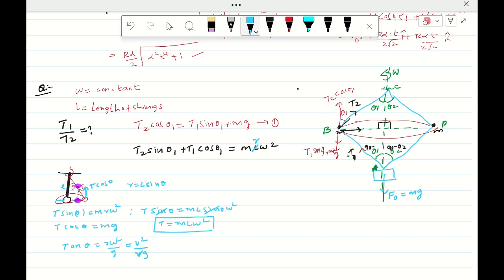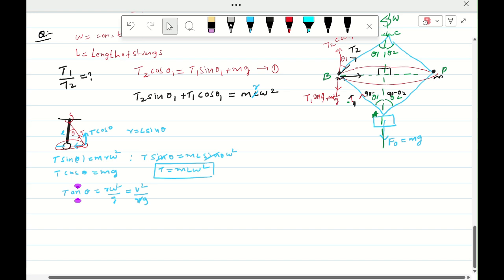So for more clarity, consider theta 1 and theta 2 both equal at some value. Let theta 1 is equal to theta 2, equal to 45 degrees. So from the first equation, T2 by root 2 is equal to T1 by root 2 plus mg. Therefore T2 minus T1 is equal to root 2 into mg. This is the third equation.